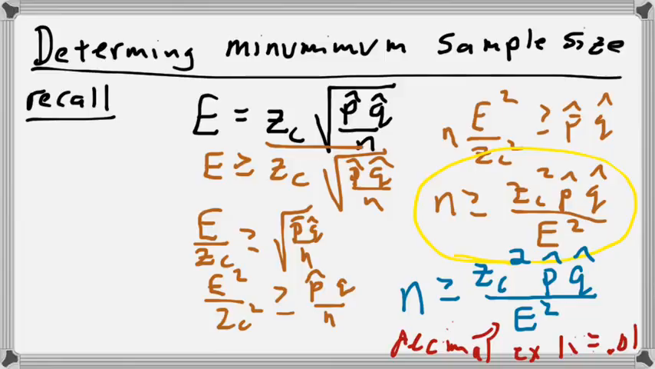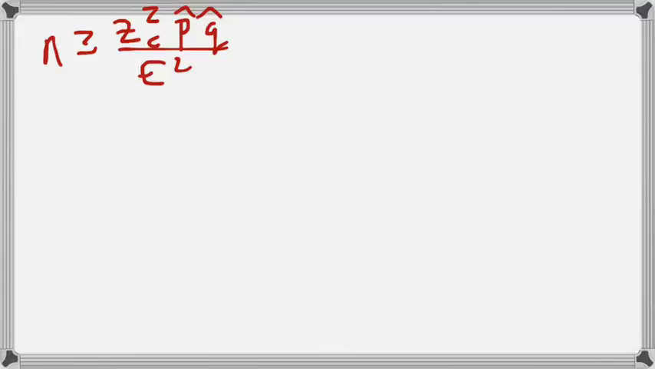But what about p hat and q hat? Don't I need to know p hat and q hat? What values do I use for those? So let me write this again one more time here. The margin of error again is given, but what do I do for p hat and q hat? Well, there are two different cases.